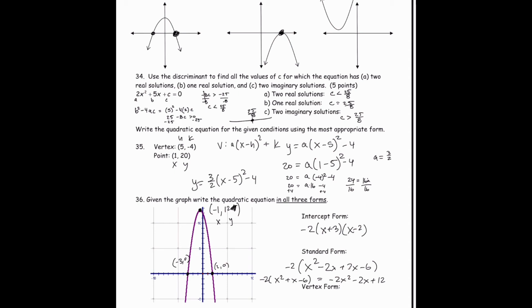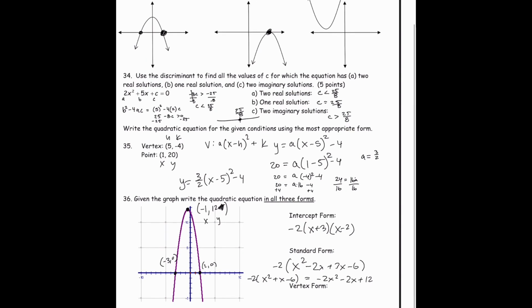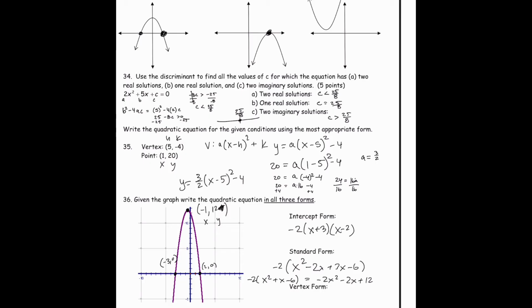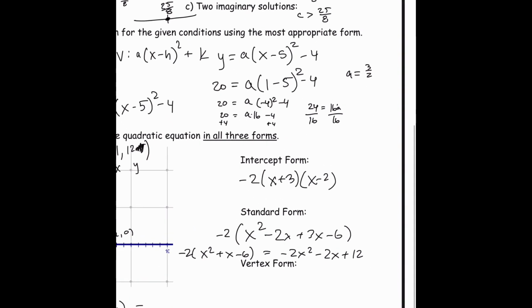All right, vertex form. It's going to be a little trickier. Is there a faster way to do this? That's the question. I know how to. What if we use? Well, we're going to have to complete the square. There's really no way around it. So this is going to be negative 2x squared minus 2x plus 12. Let's just set this equal to 0.